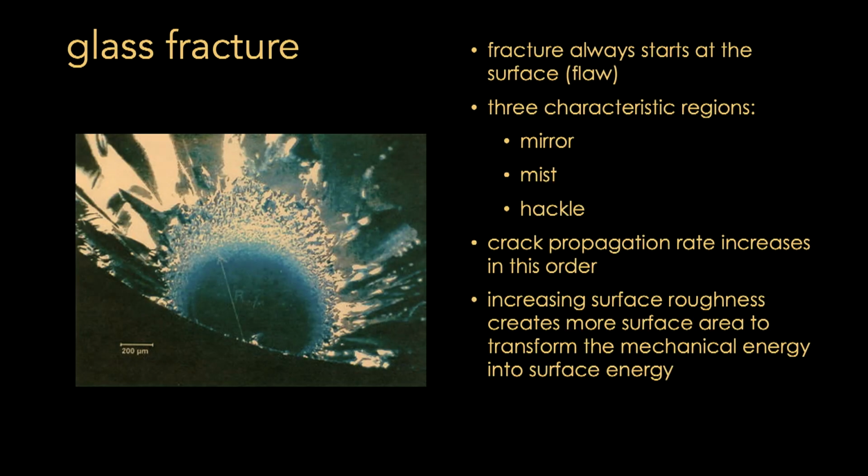Glass fracture, here's a cross-section of a glass fiber, not an optical fiber, just a regular fiber. It always breaks this way, and this is also common for other brittle materials: there's a flaw somewhere at the surface. That's where the crack starts, and it has a very smooth surface to begin with. That's what they call the mirror. Then there's a mist around that mirror, and then it becomes what they call a hackle.